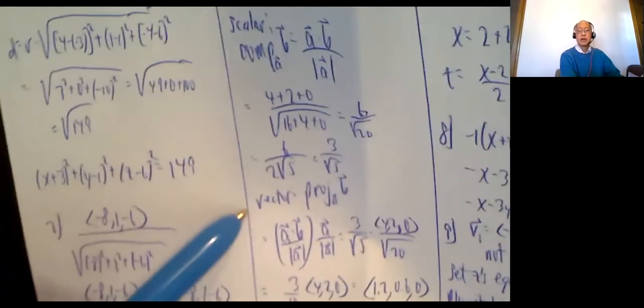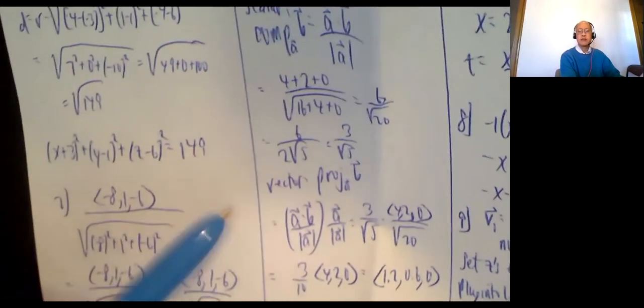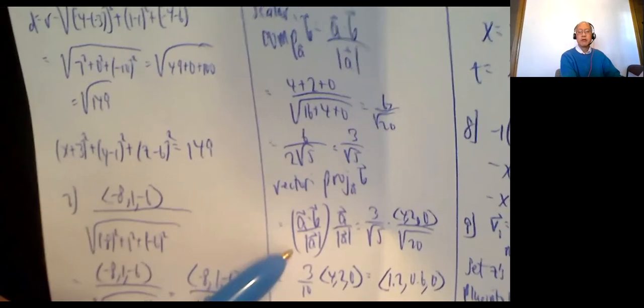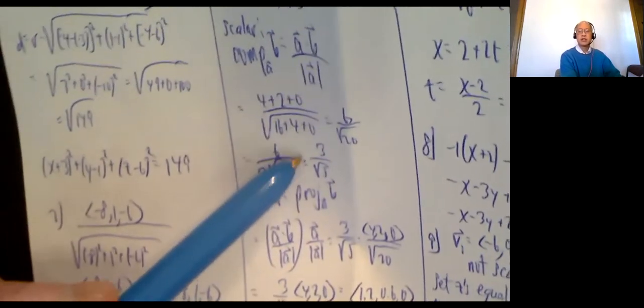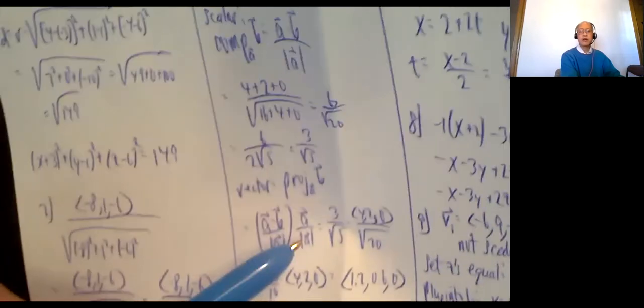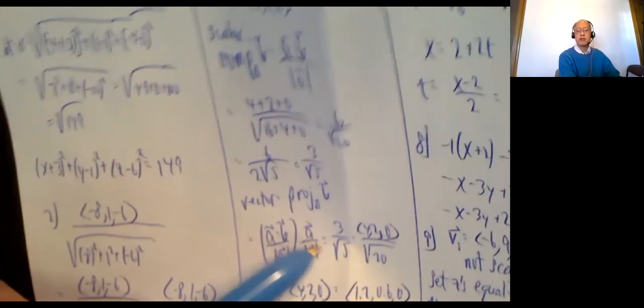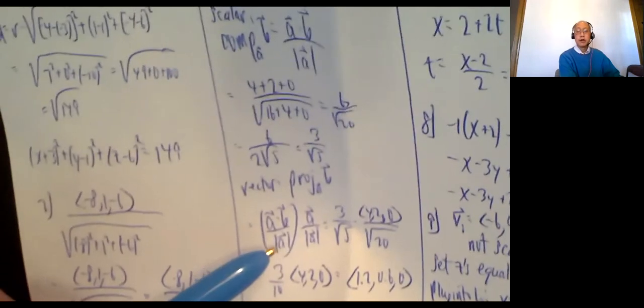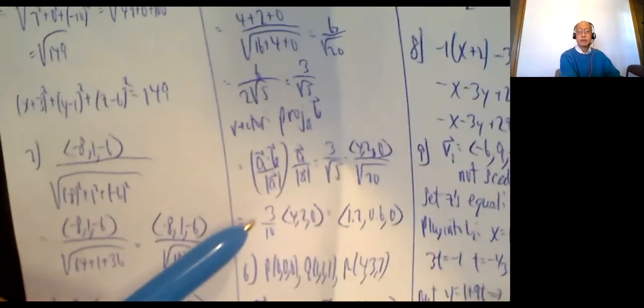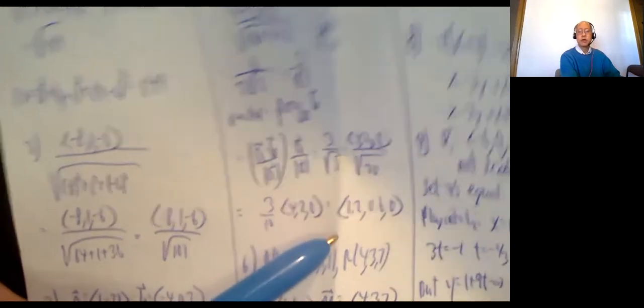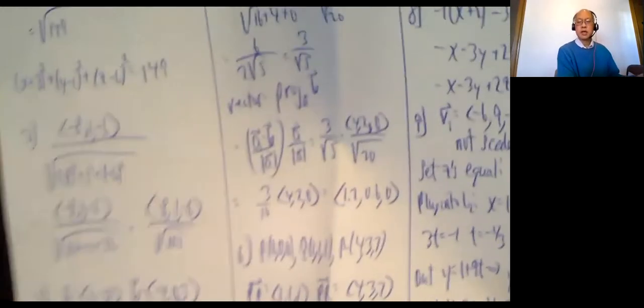Vector projection, proj of B in the direction of A, is A dot B over magnitude of A times a unit vector in the same direction as A. So I just take the answer that I got for here, 3 over radical 5, and multiply it by a unit vector in the direction of A, <4, 2, 0> over radical 20. That comes out to be 3/10 of <4, 2, 0>: <1.2, 0.6, 0>.